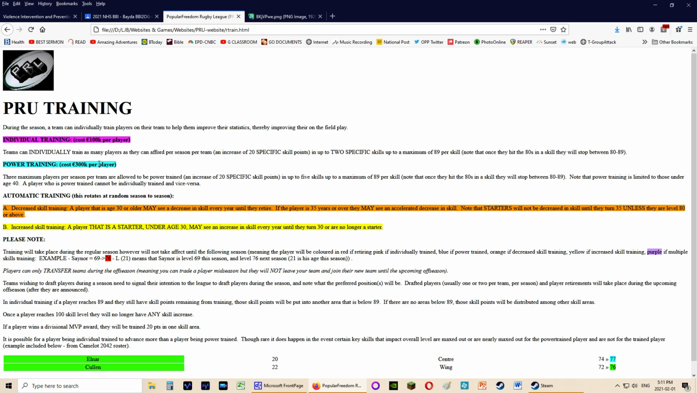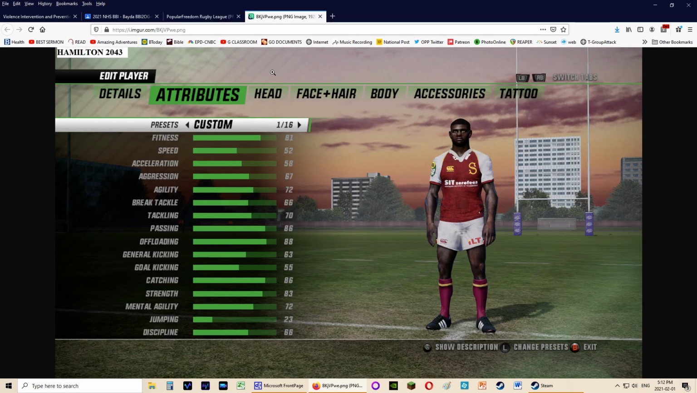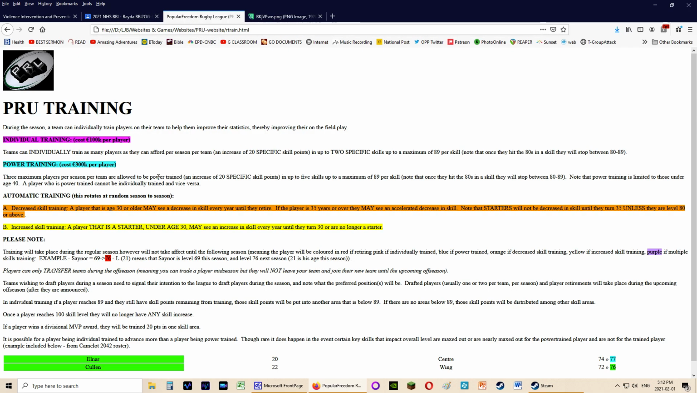Okay, so you can individually train, and that increases 2 of those skills. So if we're looking here, that might increase speed and acceleration, for instance, by 20 for speed and 20 for acceleration with 1 individual training for that season. And then what that does to our overall skill, it varies depending on a whole number of factors I'm not going to get into. Okay, or you can power train them, which is 300,000.